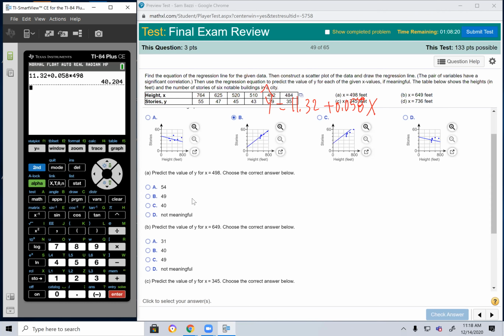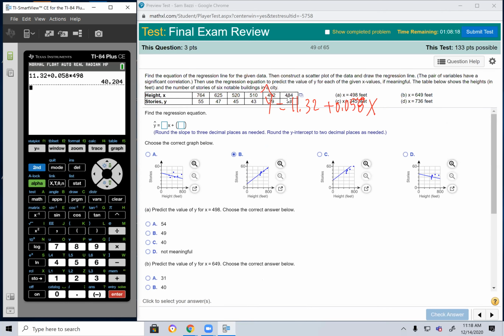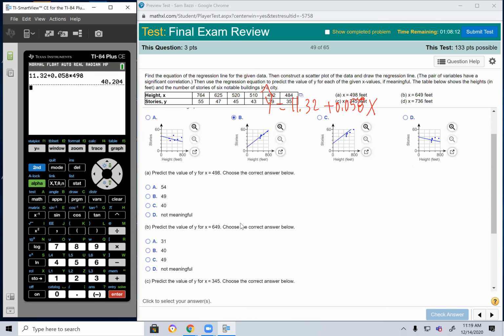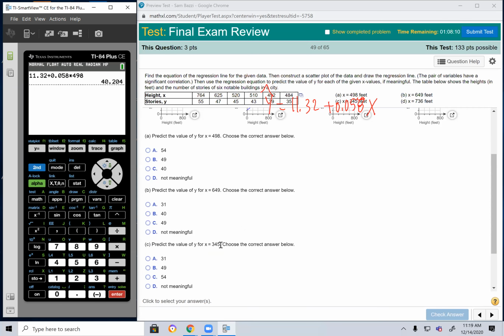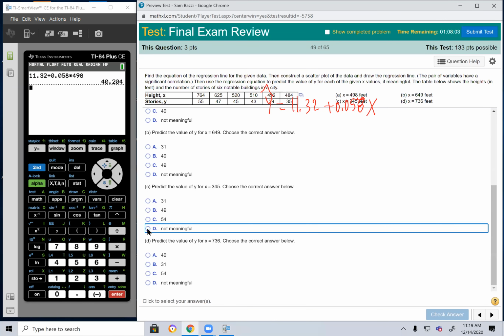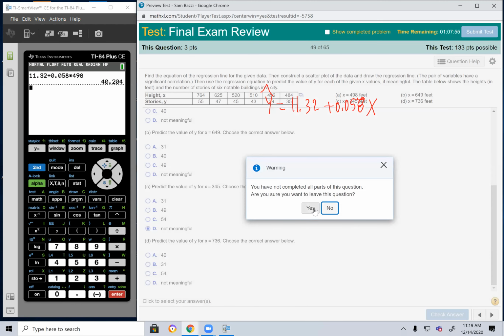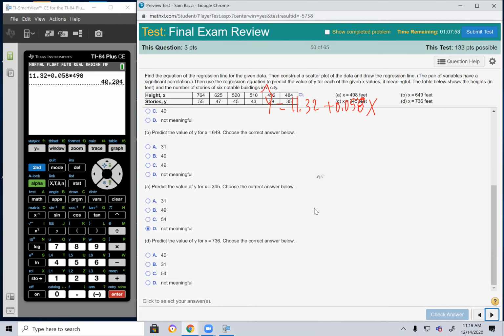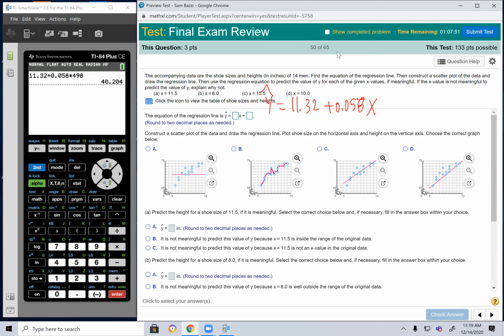Let's see which one is not meaningful. The smallest value, guys, is 452, and the largest is 764. Is he asking us? Oh, for 345, it's not within the range. So for this one, you choose not meaningful. 736, is it okay? Yeah, it is okay because it's still within the range. All right. Clear.